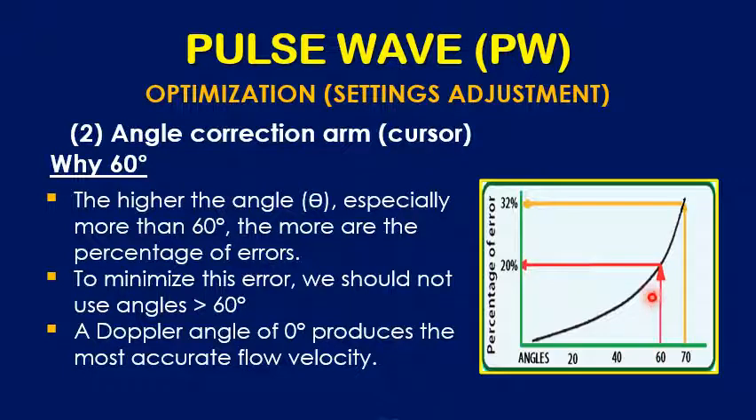But at 60, this is a turning point. Why? Because after 60, you see the curve is shooting up, almost vertical. What happens here? Any minor change in the angle, like from 30 to 32, or just adding 10 degrees, gives me more chances of error. So the message here is what? At 60 degrees or less, I will get the least chances of error. More than 60 degrees, I will get more chances of error.